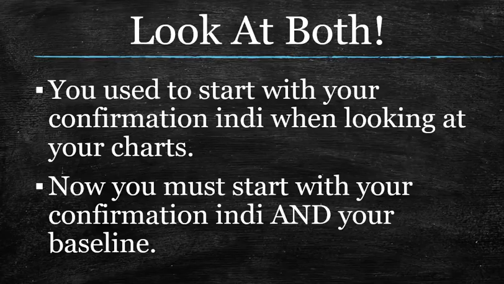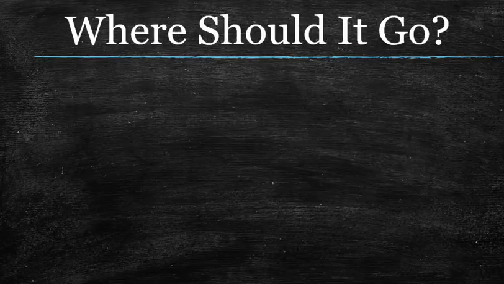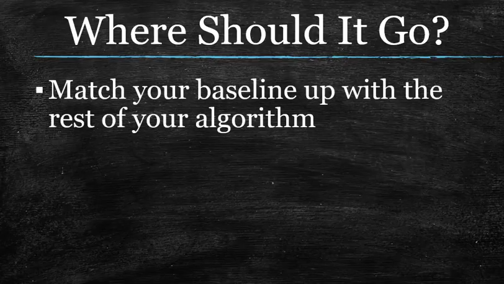So I know a lot of you have been looking for baselines already. Let's talk about where it should actually go on your chart. So I feel like it's kind of obvious, but I think we have to mention it, and I just want to mention it so it can make a lot of people's searches easier. You need to kind of match it up with the rest of your algorithm.